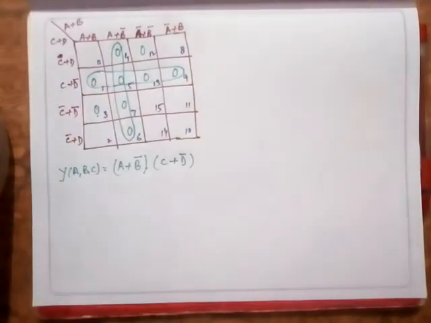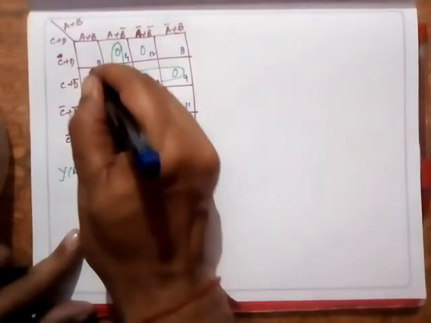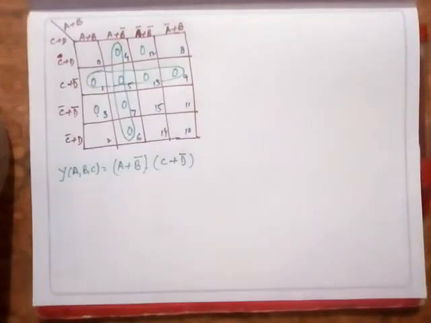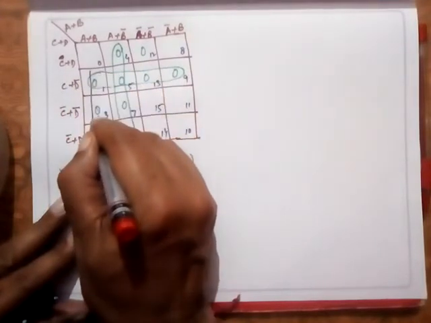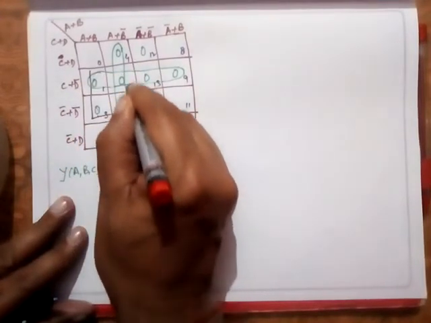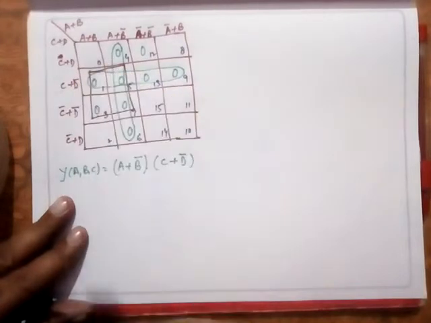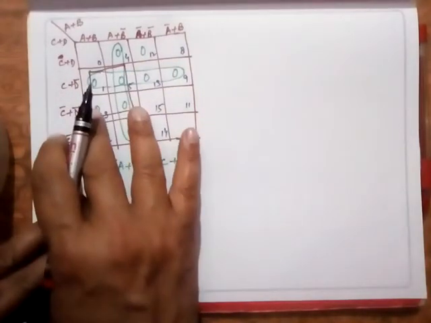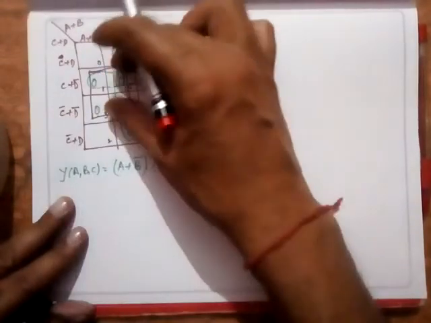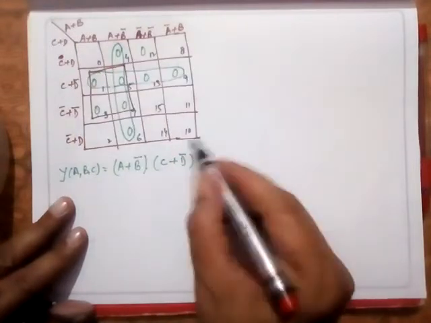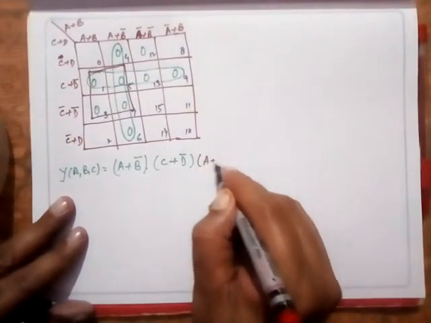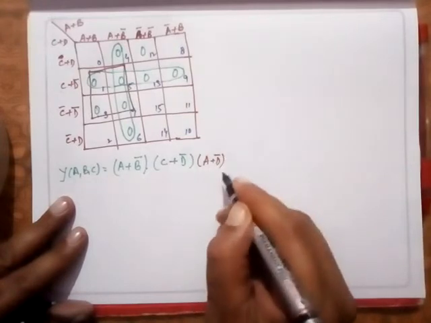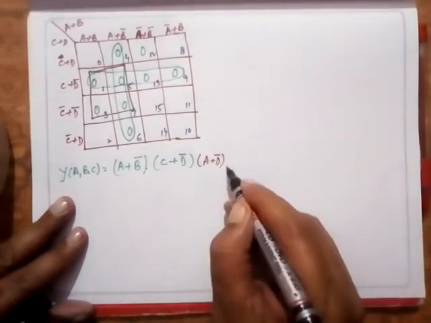So the biggest group which I make from here, the third one, is this. I'm showing it with another mark. The third group is this one, and this much. The value of this: from this side, what is common? A, and from this side D bar. So it is A plus D bar.